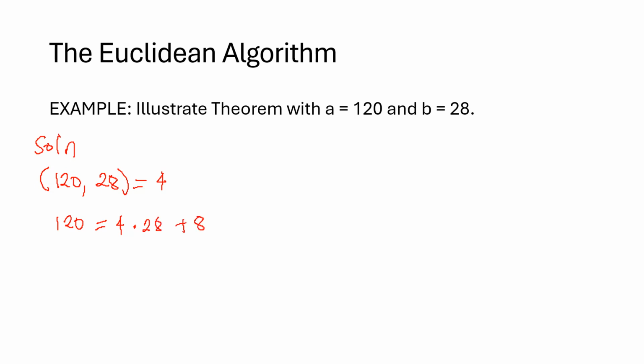By the theorem, the GCD of 120 and 28 is equal to the GCD of 28 and 8. As we can see, the GCD of 28 and 8 is equal to 4, which is the same as the GCD of 120 and 28. So we have now illustrated the previous theorem.